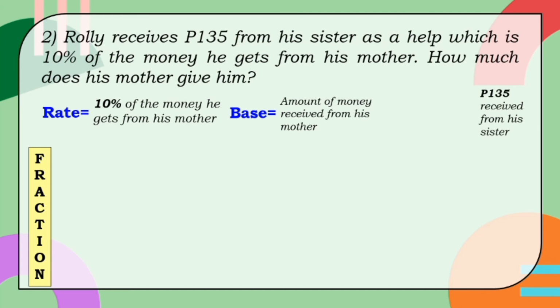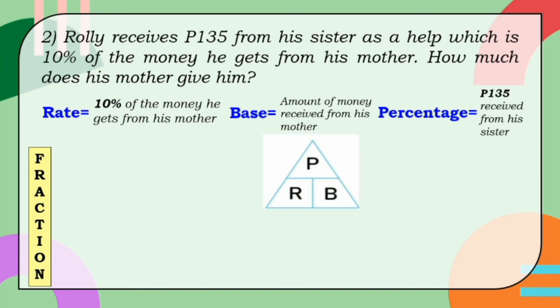135 pesos received from his sister. Percentage. Using Tatian's triangle, R, 10%. P, 135. B, N. So, the missing is the base. So, dito, ang P ay nasa taas, ang R ay nasa baba. So, we have base equals percentage divided by rate.